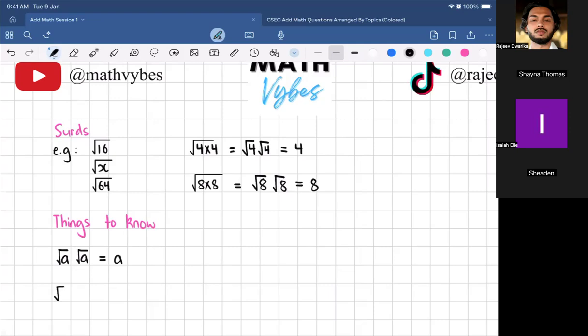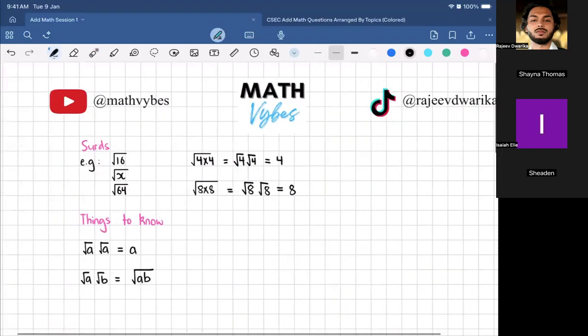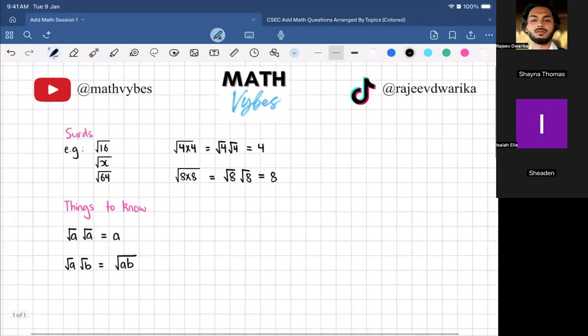The other rule is that if I have the square root of A by the square root of B, so this time two different numbers, I could combine that or separate it if I want, and that would give me the square root of AB. So these are the main things you need to keep in mind. And I will give you all examples of both of these.